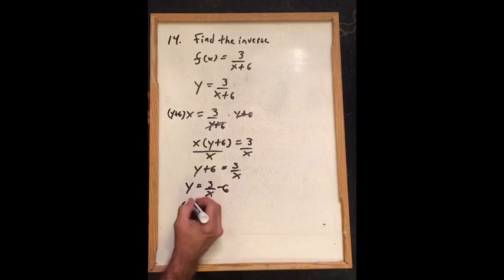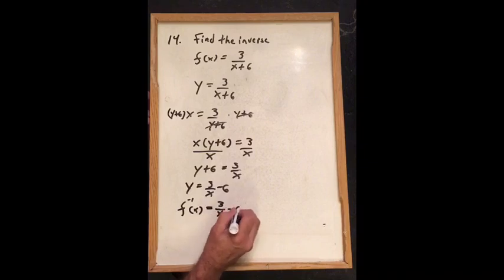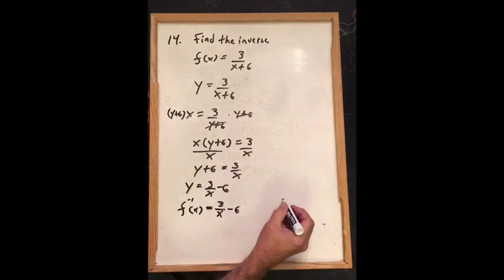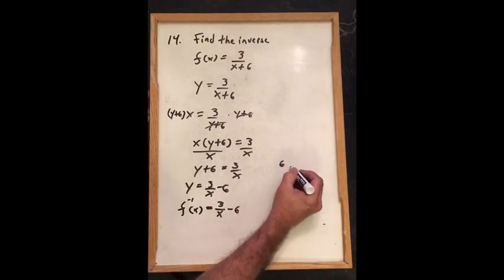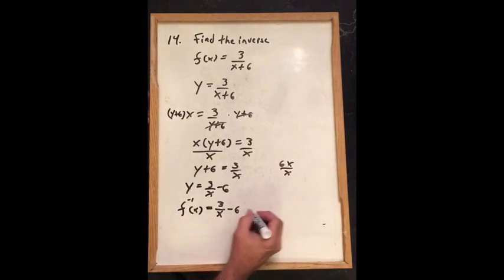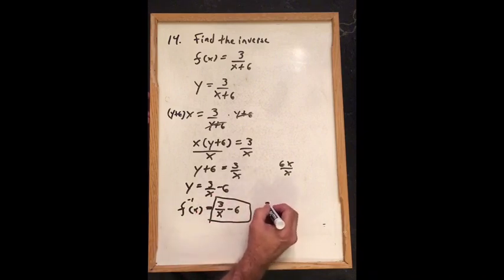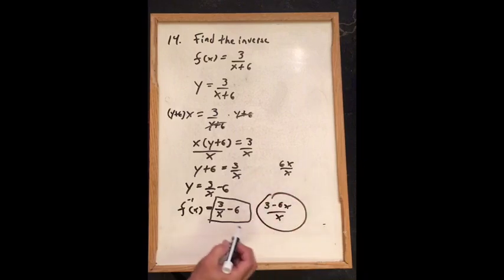Then you can say f inverse, that's really what we found here, is equal to 3 over x minus 6. By the way, you could write 6 as 6x over x, just putting an x in the top and bottom. So even though this is an acceptable answer right here, you could also have 3 minus 6x over x, which also would be acceptable, just by finding common denominators. Either one of these is a good answer though.